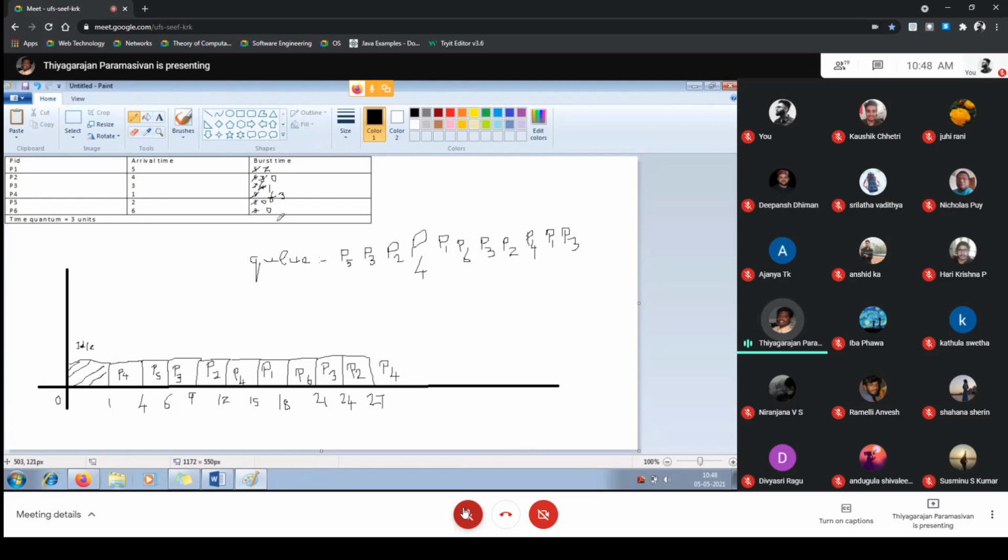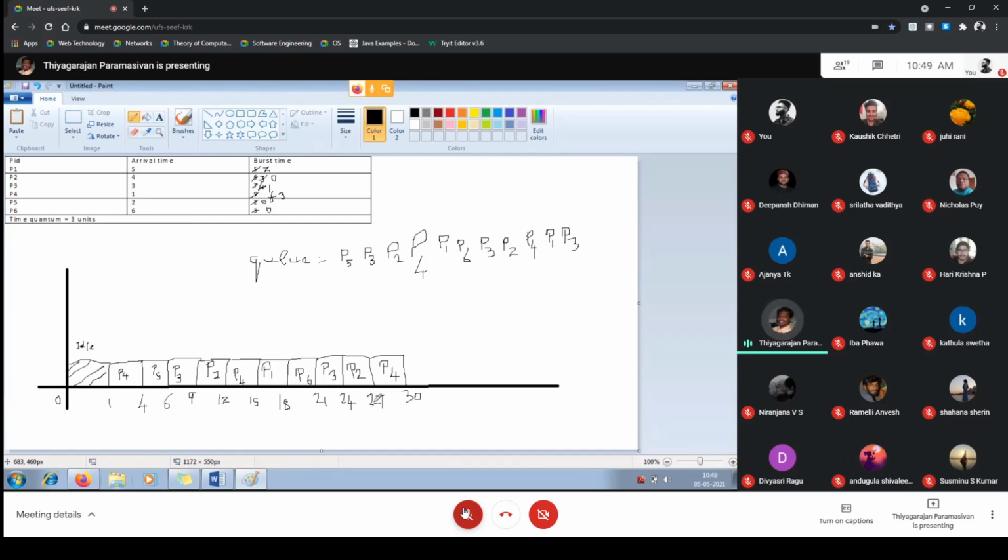What is the burst time for P4 now? 3. So we can allocate the time quantum, and it will become 30. So again, follow the steps. We have to check whether any jobs arrived between 27 and 30. No, we don't have any jobs. Let us skip the first 2 steps.